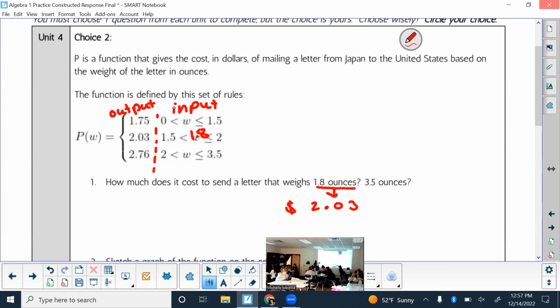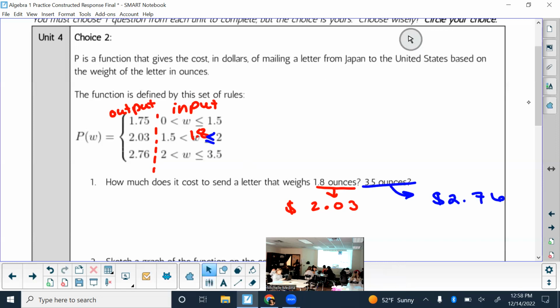Yeah, so this isn't what it's asking, but just so we're all on the same page. What if it's two exactly? Is it gonna be $2.03 or $2.76? $2. And why? But it has the equal to part on the two here versus down here. So that's how you know. So how much does it cost for 3.5 ounces? Good.